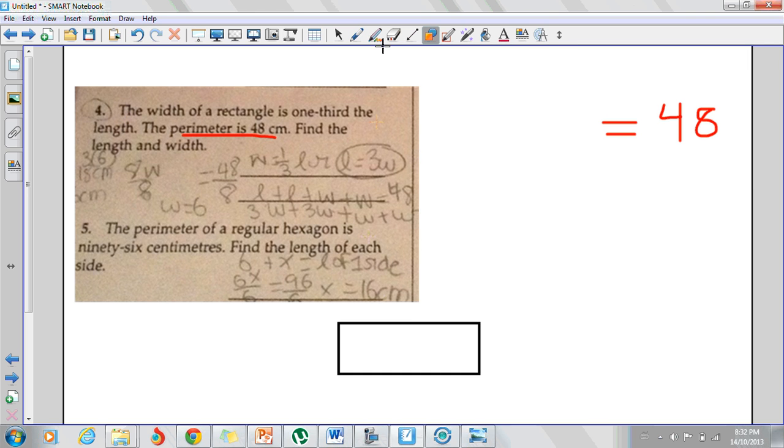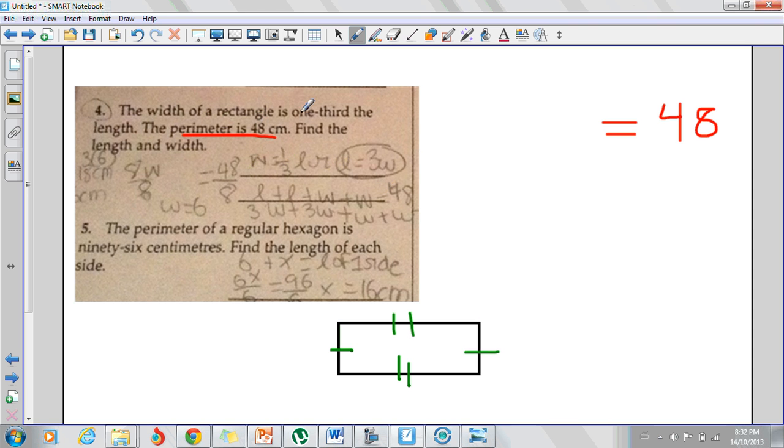So there's our rectangle. What do we know about a rectangle? This side is the same as this side, and of course this side is the same as this side, like that. So how do we add up the perimeter? We got to add up this side twice, and then we got to add up this side twice. So let's work it out.